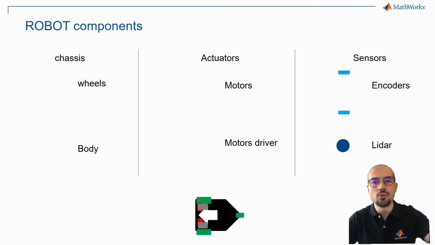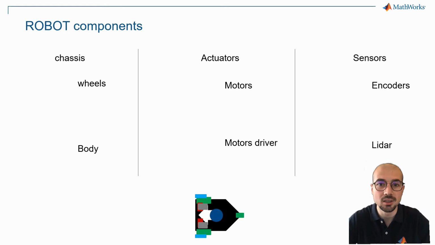Then in order to know what the robot is doing and what the ambient, the environment, in which the robot is, we need the encoders on the wheels, that measure how long and how far the robot moves, and also the LiDAR, which is a specific, interesting piece of hardware that measures distances. I will treat these different components one by one.